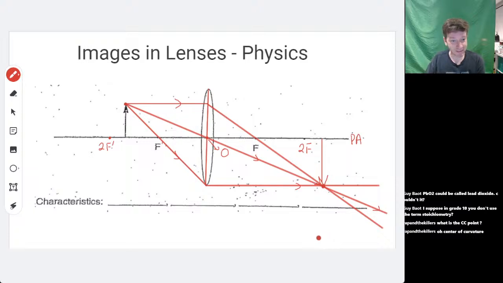So using our same acronym, so size, this one's, don't even need to measure, it's clearly larger. Attitude, it's inverted or upside down. Location, this one's beyond 2f. And type, this one is still real because those refracted rays actually intersect.